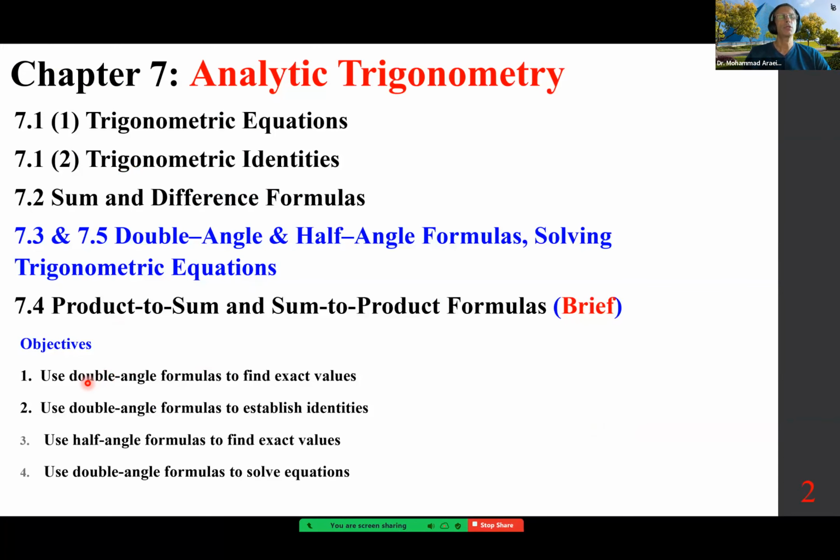So the objectives are: use double angle formulas to find the exact values, to establish identities, use half angle formulas to find the exact values, and use double angle formulas to solve equations.